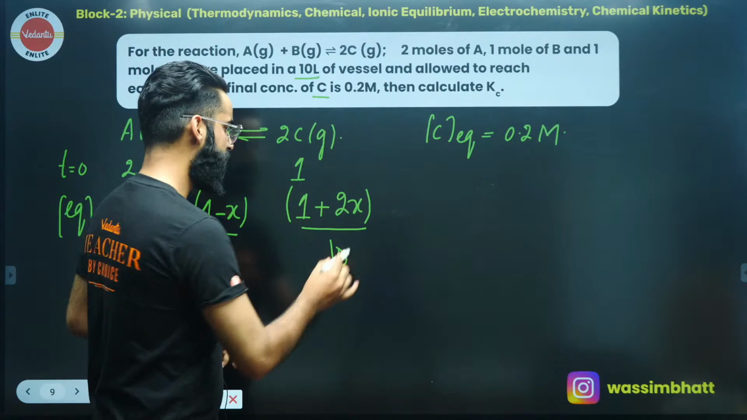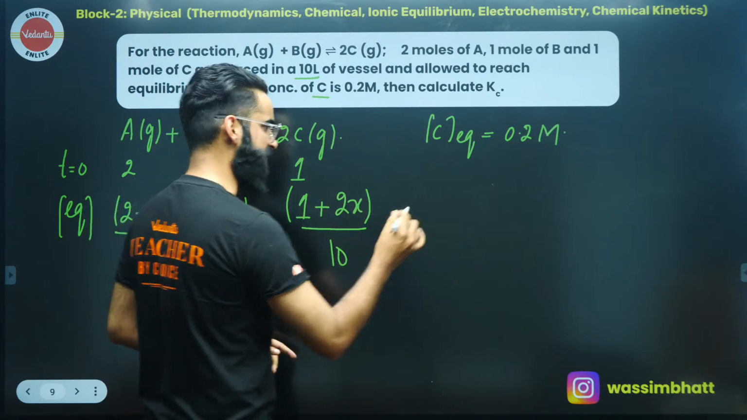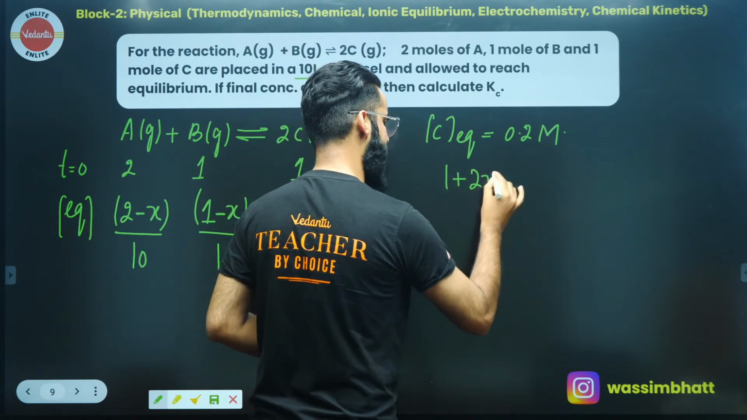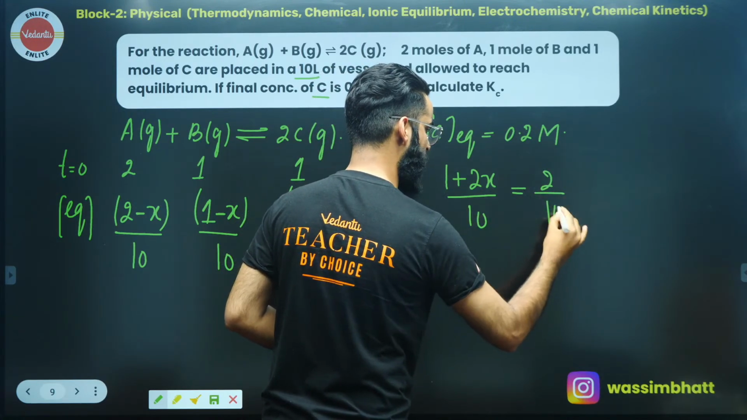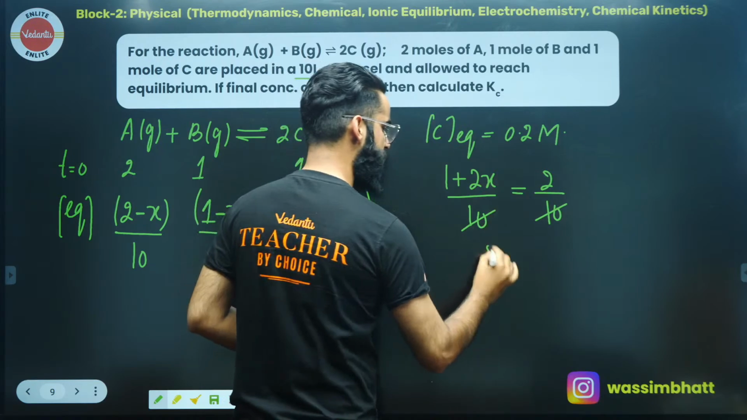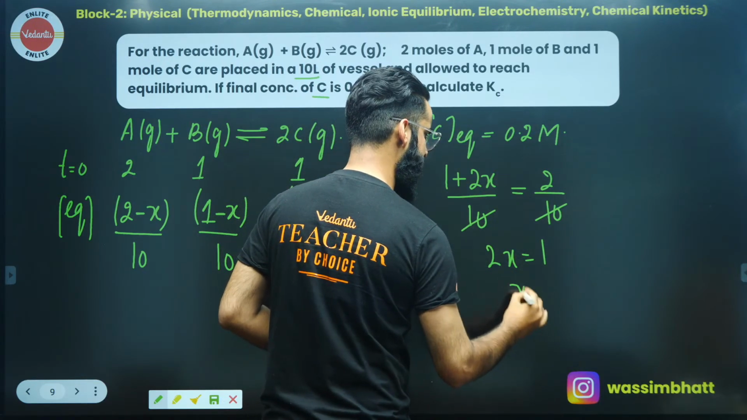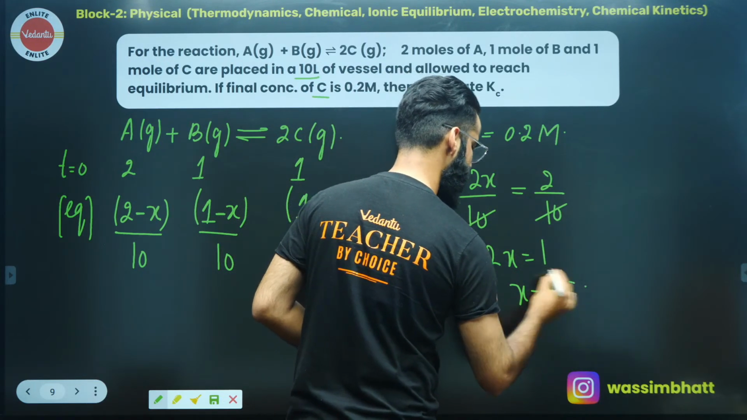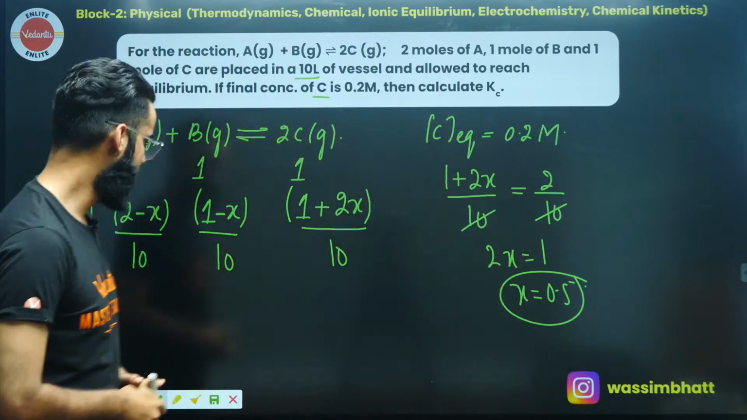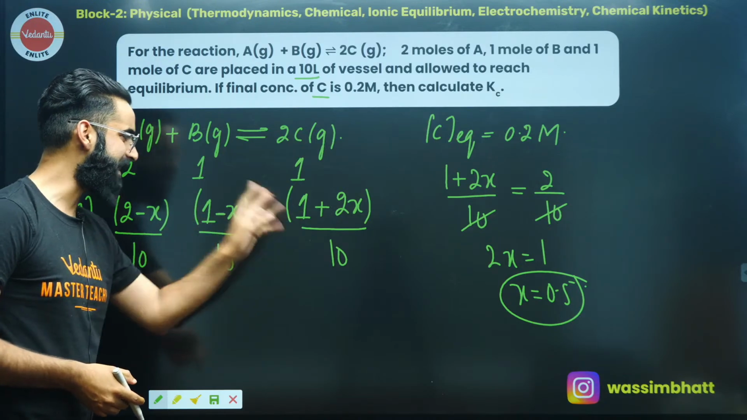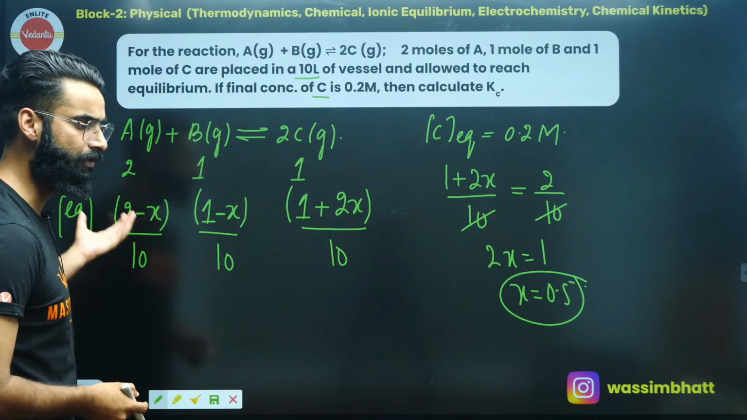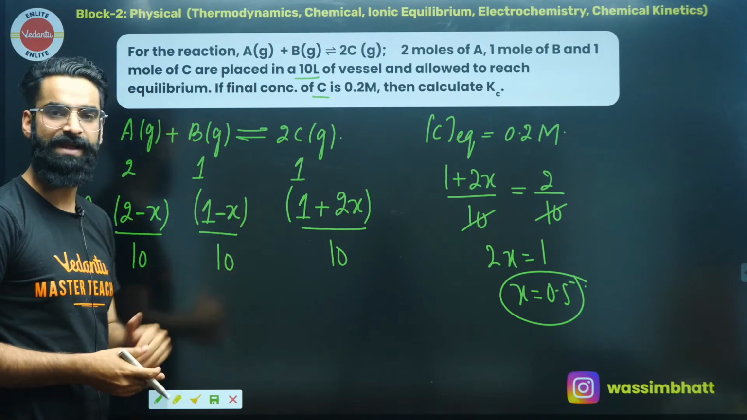And we got to know the concentration of C at equilibrium is basically (1 + 2x) divided by 10. So this value is equal to 0.2, which comes out to be 2 by 10. So the 10s cancel. So 2x will be equal to 1 and x will be equal to 0.5, right? So you got to know the value of x exactly. Since you know the value of x, you can put it into these expressions over here, and you'll get the exact concentrations of reactants and products.